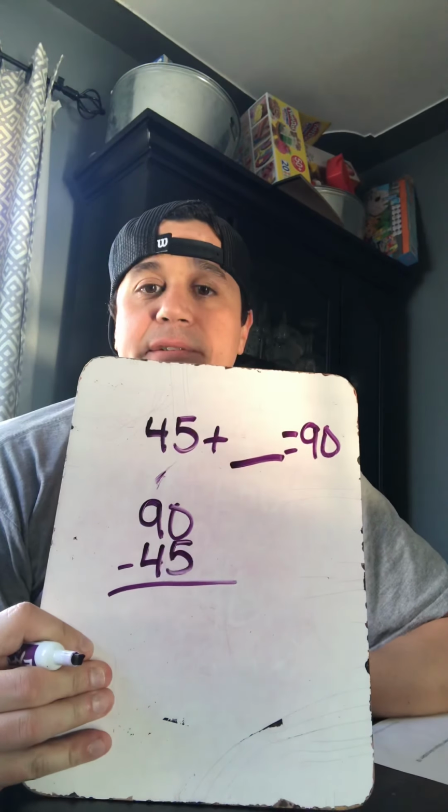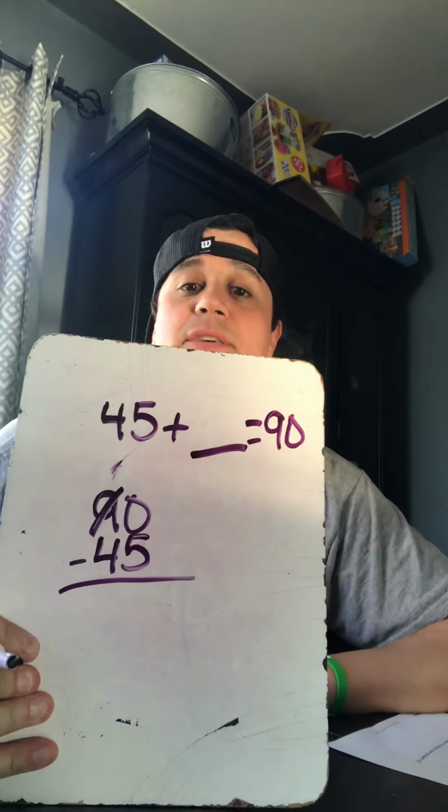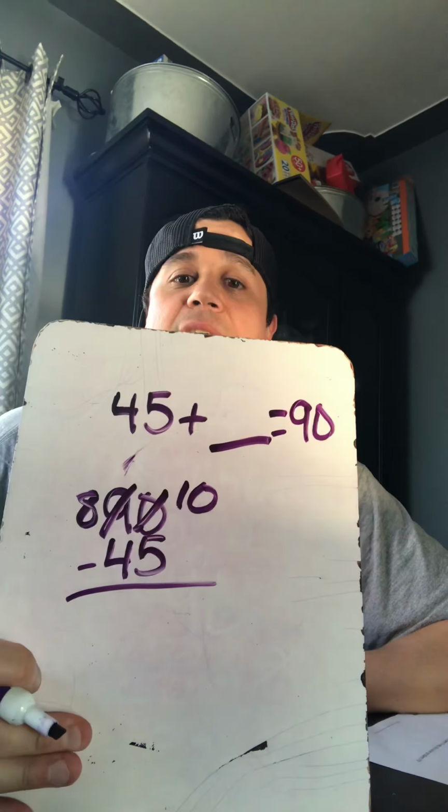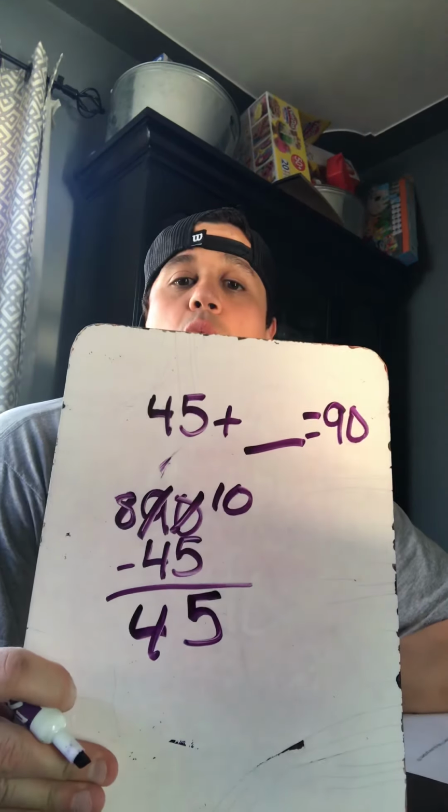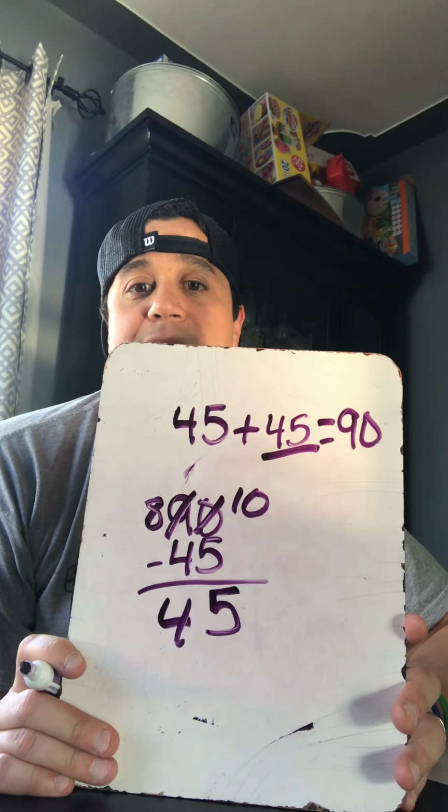But we're going to find that answer by taking 90 and subtracting 45. Okay? We know that 0 needs help. So the 9 becomes an 8, 0 becomes a 10. And then we go 10 minus 5 is 5, 8 minus 4 is 4. We know that 45 plus 45 equals 90.